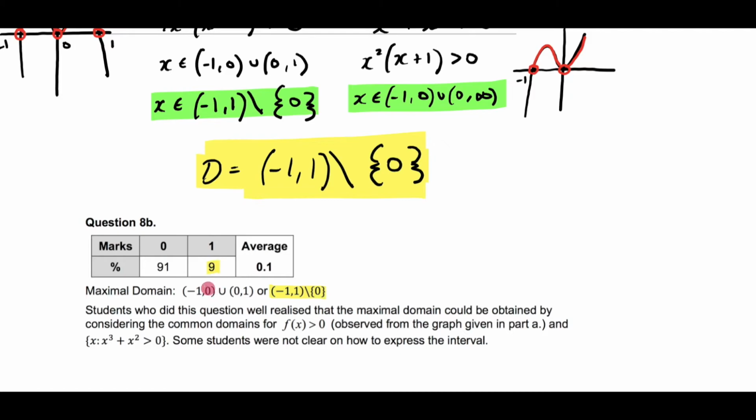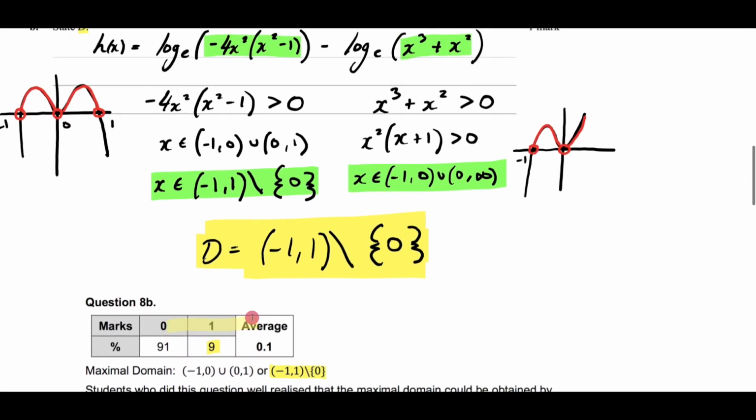Only 9% of the state got the 1 mark for that. Students who did this question well realized the maximal domain could be obtained by considering the common domains for f of x is greater than 0, observed from the graph given in part A. That's what we did, hooray. And x cubed plus x squared is greater than 0. Some students were not clear on how to express the interval. So as you can see, we did that. We set that greater than 0, we set that greater than 0, and we found where they had common domains. Perfect. As you can see, kind of a tricky question. Only 9% of the state got it.